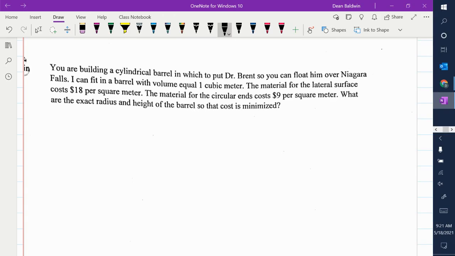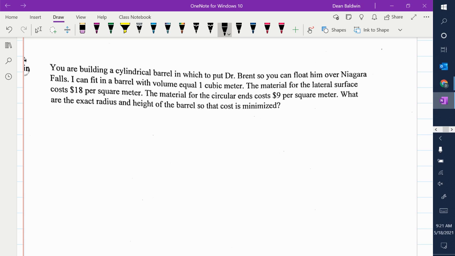Building a cylindrical barrel, putting Dr. Brent, whoever that is, so you can float him over the Niagara Falls. Apparently Dr. Brent wrote this. I can fit in a barrel with volume equal to 1 cubic meter. The material for the lateral surface area costs $18 per square meter. Material for the circular ends costs $9. What is the exact radius and height of the barrel so that the cost is minimized?